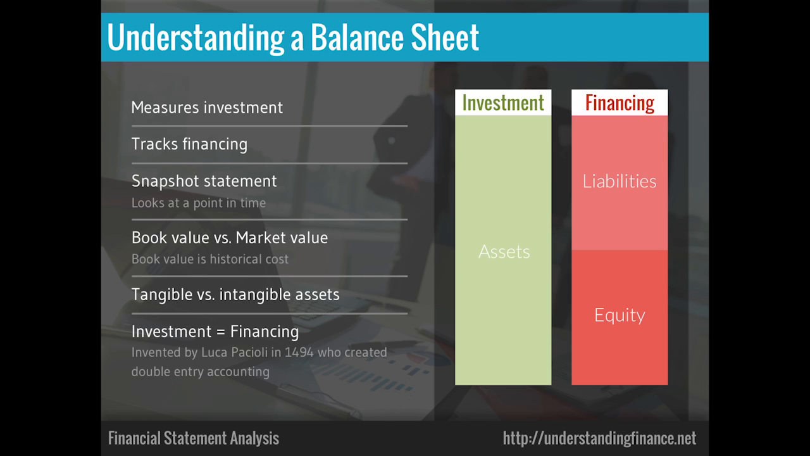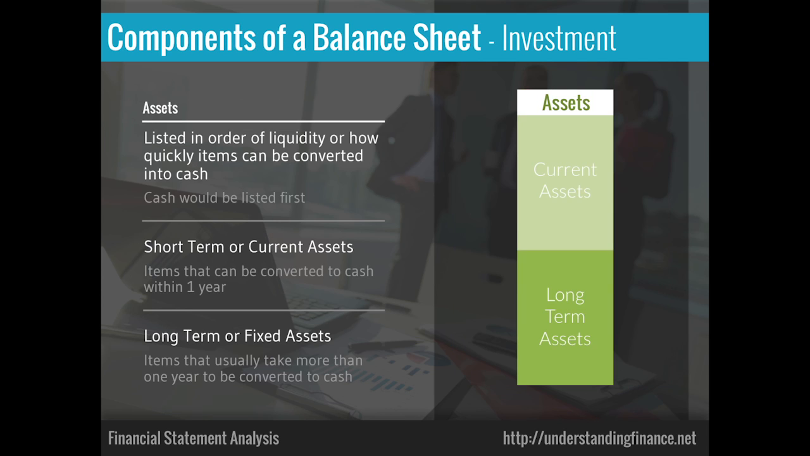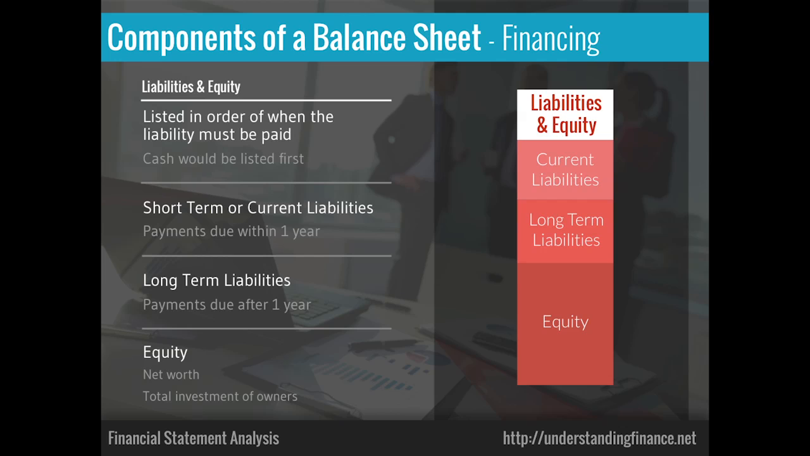Okay, so with that in mind, let's talk a little bit about the assets. Assets are listed in order of liquidity on a balance sheet, which means the things that are closest to cash are listed first. The things that'll take longer to convert into cash are listed last. So one of the categories of assets are called current assets or short-term assets. The rule of thumb is anything that can be converted into cash in less than a year is a short-term or a current asset. Anything that takes longer than a year is what's known as a long-term or a fixed asset.